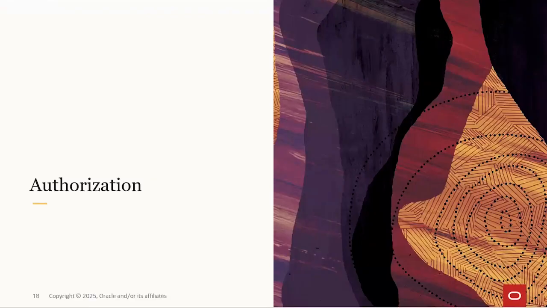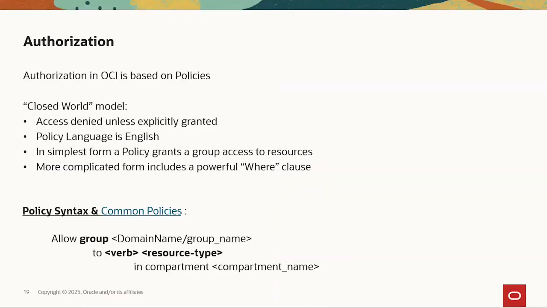Now let's talk about authorization. In OCI, authorization is based upon policies, and we follow a closed world model, wherein unless you specifically assign a group of users access to services, they would not have access to those services. The policy language is plain English. It's not any kind of fancy syntax or big statements that you need to write.